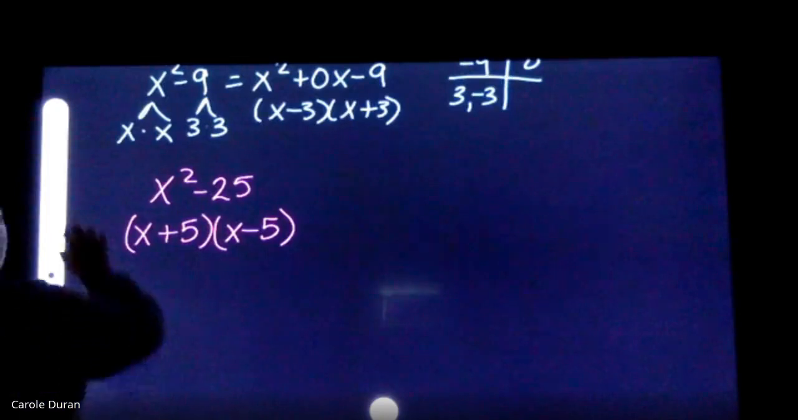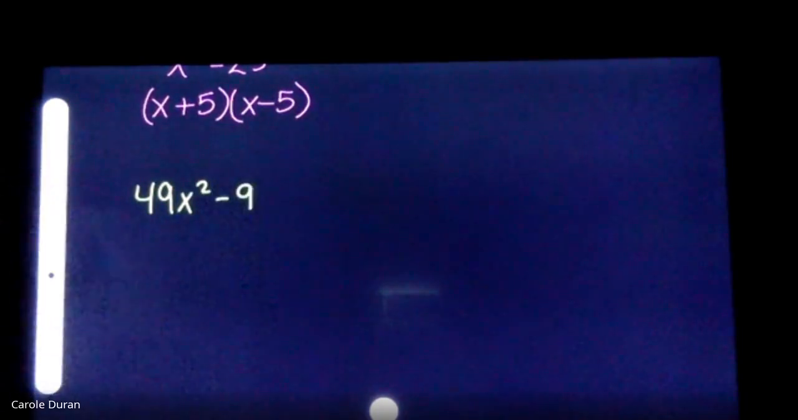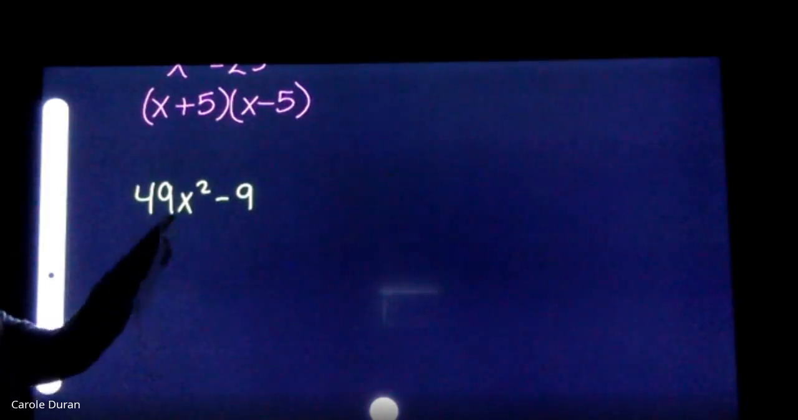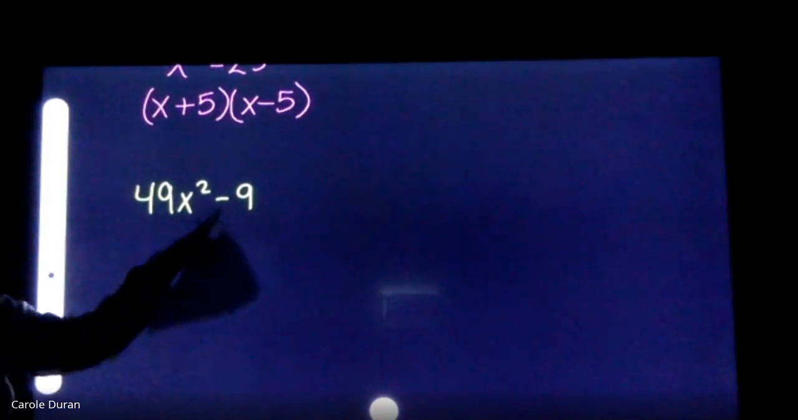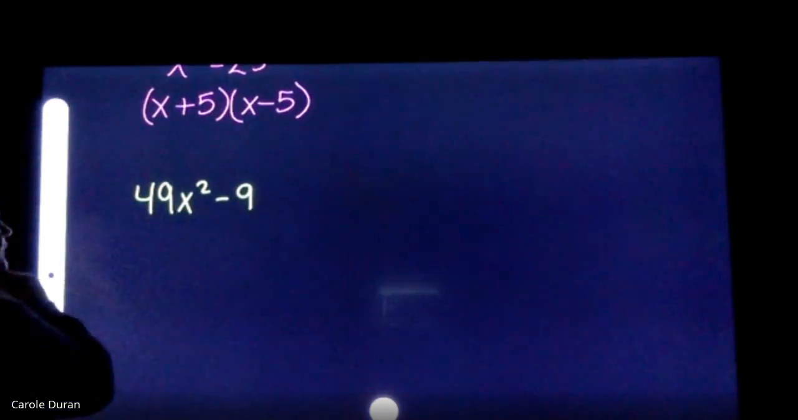Let's go ahead and do another one. I would like to do 49x squared minus 9. So we need to check, is it in fact two terms? Well, yes, it is. My first term is an x squared, so that one's good to go. And my second term is a constant, so it's just a number. Perfect. I need to make sure that each of these are perfect squares.